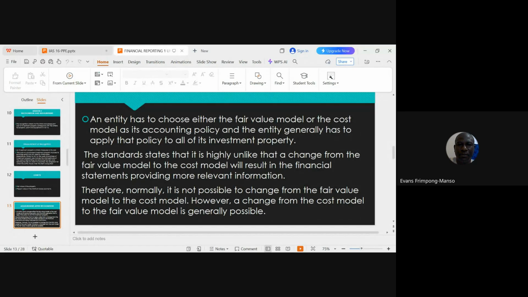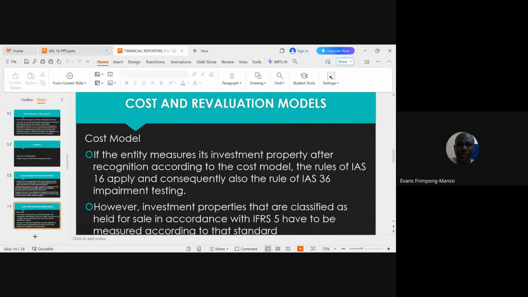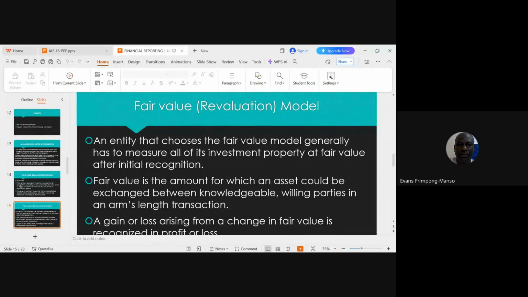The reason why they say it's not possible is that fair value gives more information than the cost. So when you have a fair value, why then do you change it to the cost model? But when you are using the cost model, because the fair value gives more information, you can change from the cost model to the fair value model. All right. So this is how the cost model goes, and then the fair value also goes.